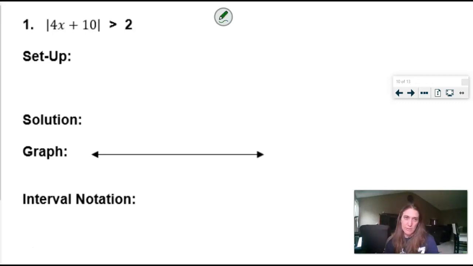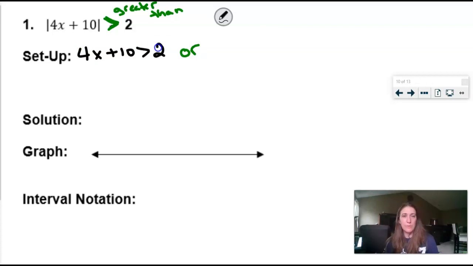So the first thing I want to point out to you is this symbol right here. That is a greater than, which means we are going to set up an or. So the first problem, I just take the absolute value bars off. I don't change anything else. So 4x plus 10 is greater than 2. Or, now I don't change the algebra, the 4x plus 10, but I do change two things. I flip the inequality to a less than, and I put a negative in front of the 2. So those are two things that I changed. I reversed the sign and I negated the answer.